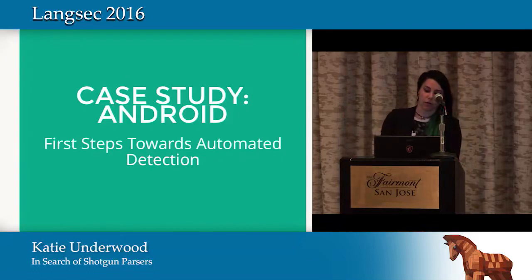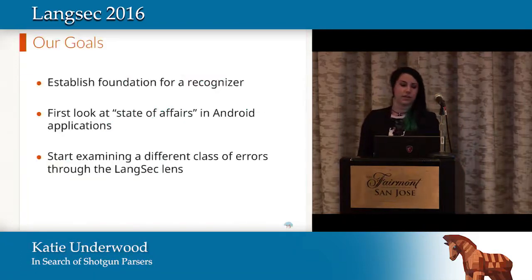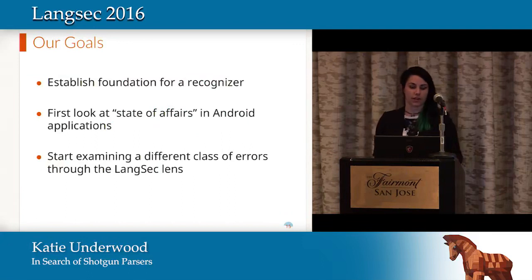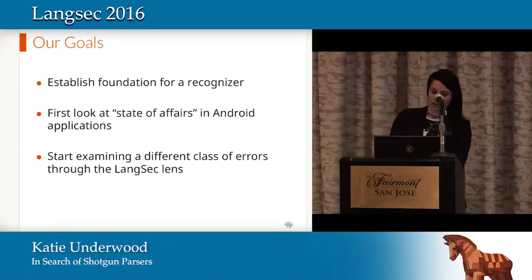I'll now take you through a case study that we did applying part of this definition to Android apps. And our goals in this part of the study were to really establish the foundations for a full shotgun parser recognizer and to start taking a look at hopefully a different class of errors through the LangSec lens. Now, for reasons of computational tractability, we focused in this phase exclusively on the first part of our definition, namely the spread relative to size property.